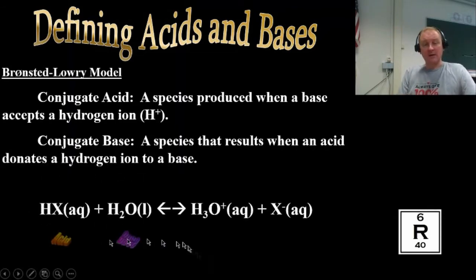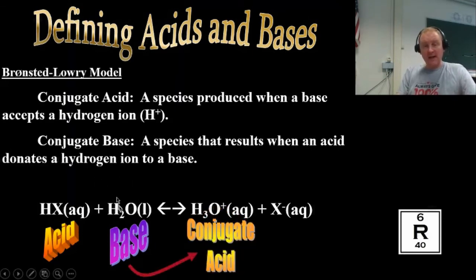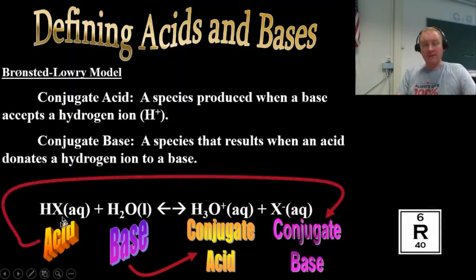So let's go back to that equation that we were just looking at. With this definition here, can you figure out which one will be the conjugate acid and the conjugate base? Well, if you take a look here, the conjugate acid is what happened to the base. When the base gains a hydrogen ion, it becomes a conjugate acid. So you see this base here gains a hydrogen ion, becomes the conjugate acid. And the conjugate base is what happened to the acid after it lost the hydrogen ion. So if you take a hydrogen ion away from HX, all you have is X negative. So these are your acid base pairs. So the acid becomes the base and the base becomes an acid.